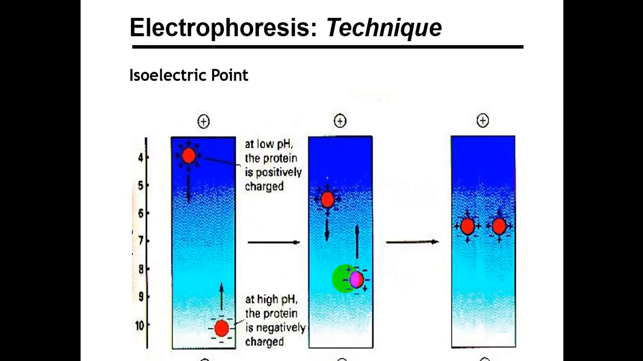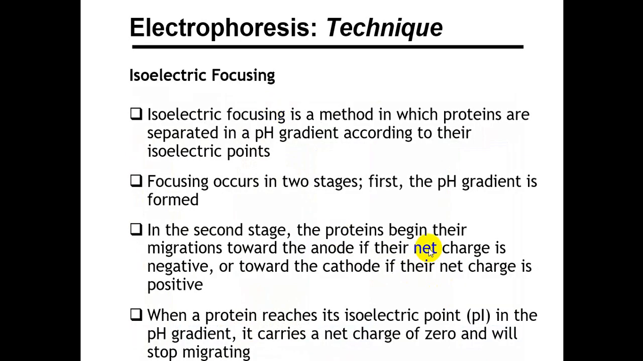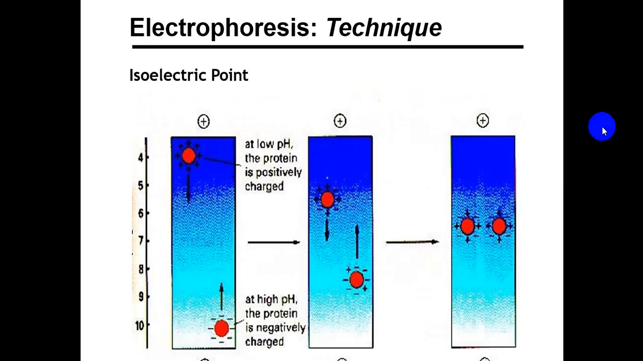So let's see. This is a negatively charged particle or protein. This is a positively charged particle, you can see the positive charges on it. At low pH, it means that it's acidic. The protein is positively charged, whereas at high pH, which is the basic region, the protein is negatively charged. So this is the movement. This is the positive electrode, and the negative electrode.